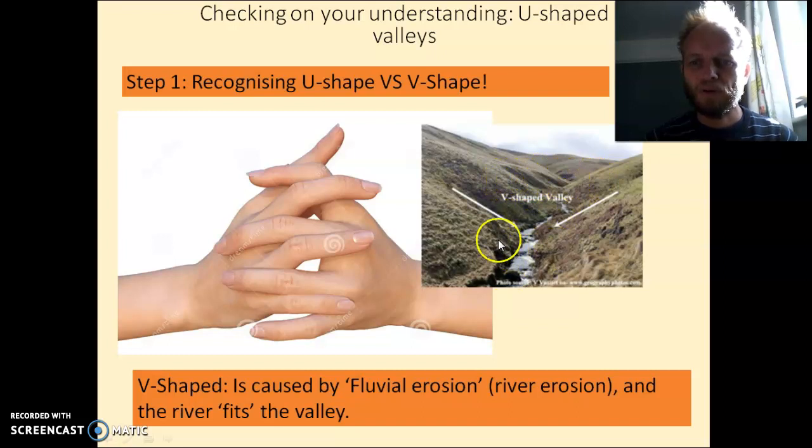The river is winding through this landscape, taking the easiest route down. Okay, and that's how we know that it's a V-shaped valley, because it's got relatively steep sides and a small river flowing through it, or a river that fits anyway. And we've got these interlocking spurs, so the bits like your knuckles. Okay.